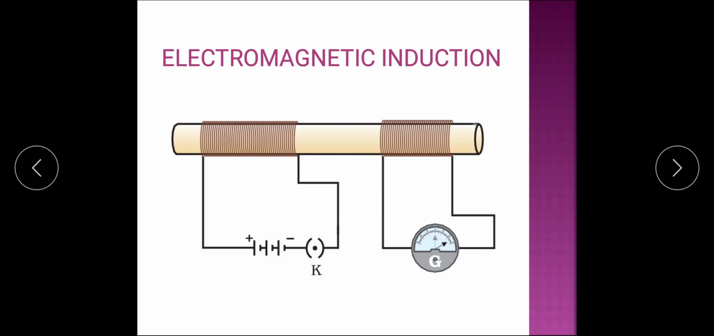Let us perform another activity in which I have taken two coils. One is called a primary coil and the other one is called a secondary coil. I have inserted these coils on a cylindrical insulating roll. I have connected one coil with a battery and a key, and the other one is connected with a galvanometer. The coil which is connected with a battery is called the primary coil, while the other one is called a secondary coil.